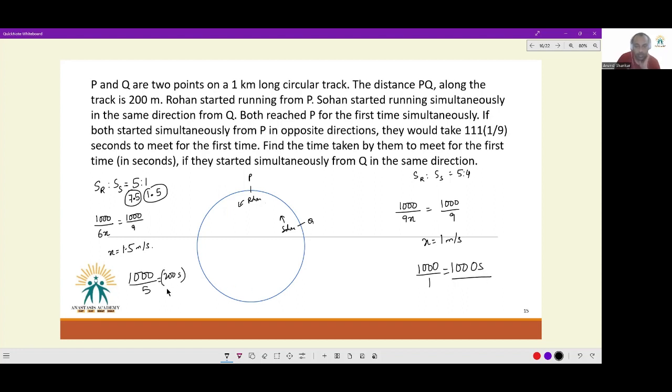And which of these is the right answer? Both are right. Both are absolutely right. Both these outcomes, both these scenarios are possible. And therefore, in the answer key, you have 1000 or 200 mentioned, because it is not specified who is behind.